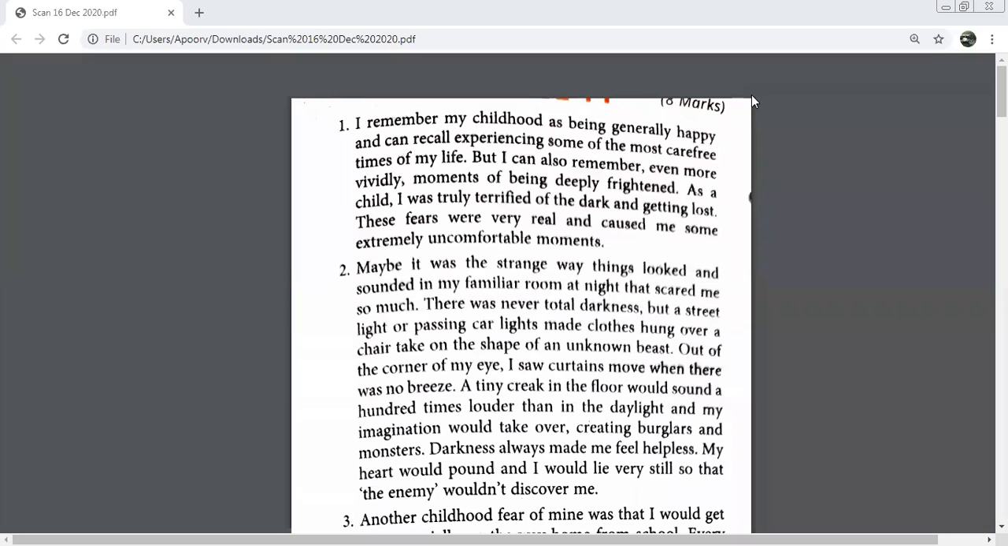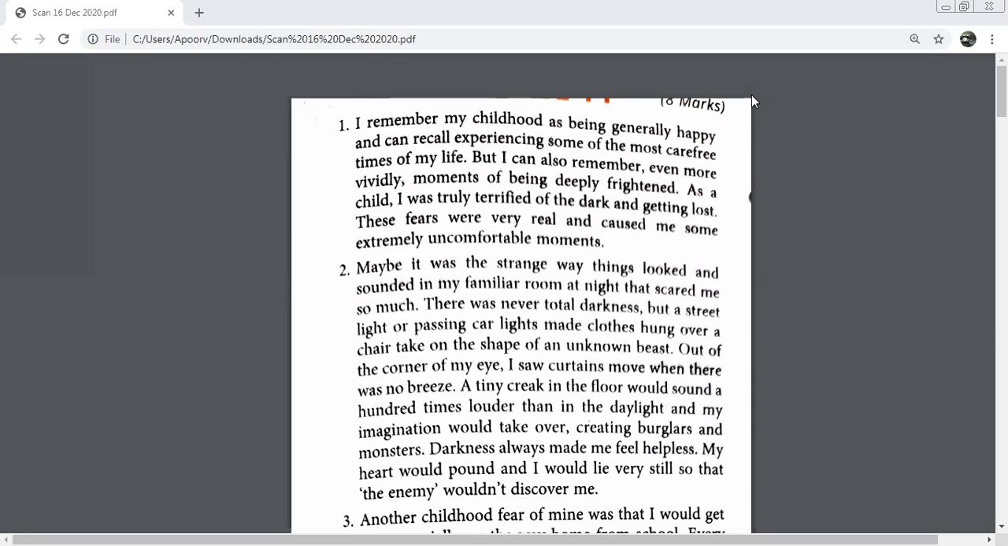Yes, beta, speak. Ma'am, heading is fear of dark. Points are: hallucinating clothes on chair as beast. Second, curtain moving without breeze. Third, louder creak in floor. Fourth, imagining burglars and monsters. Fifth, helpless night. And sixth, lying still to be undiscovered. Okay. We've got 6 subheadings in this second paragraph heading.